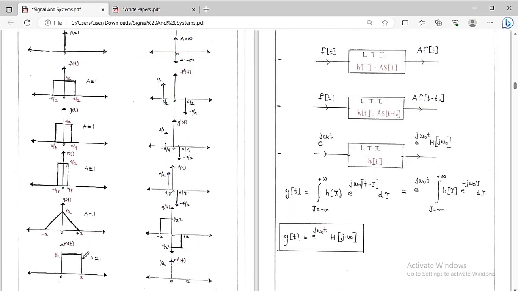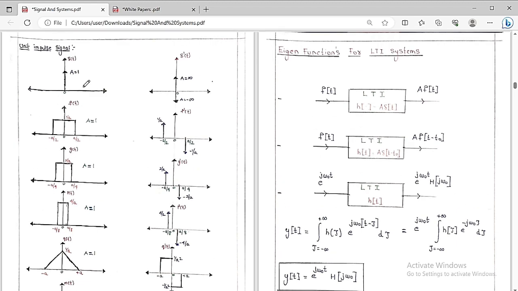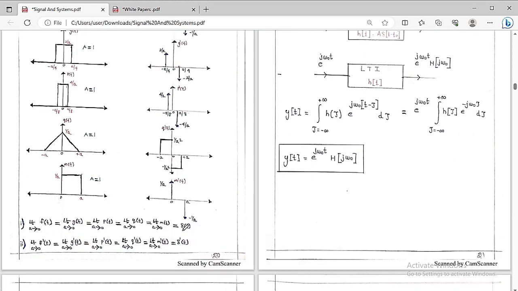So if you make the limit a tends to 0, all the signals are going to become delta of t. That is what I am trying to tell you.